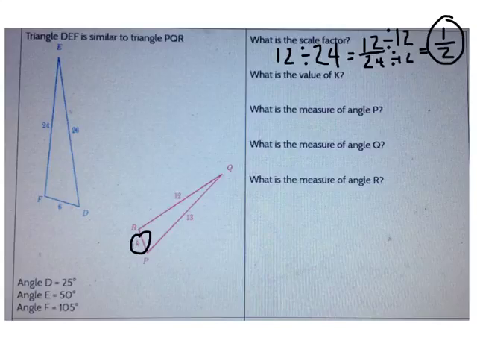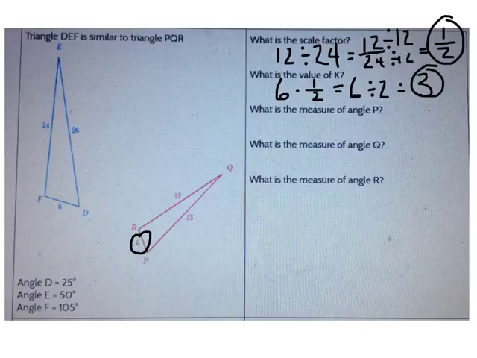Now I can find the value of K. I see that the corresponding side is 6, and I can multiply by the scale factor of 1/2. 6 times 1/2 is the same as 6 divided by 2. So what's the value of K? It's 3.